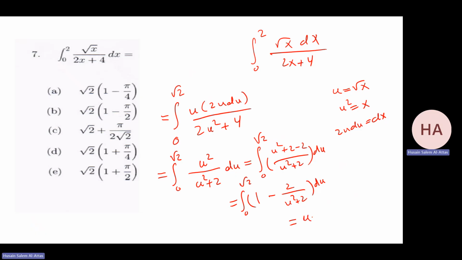So that will be u minus 2, with square root of 2 squared. This is my a, so 1 over square root of 2 times tan inverse of x over square root of 2, from 0 to square root of 2. That will be what? All of this will be square root of 2 minus 1 over square root of 2 tan inverse of 1, which is pi over 4.